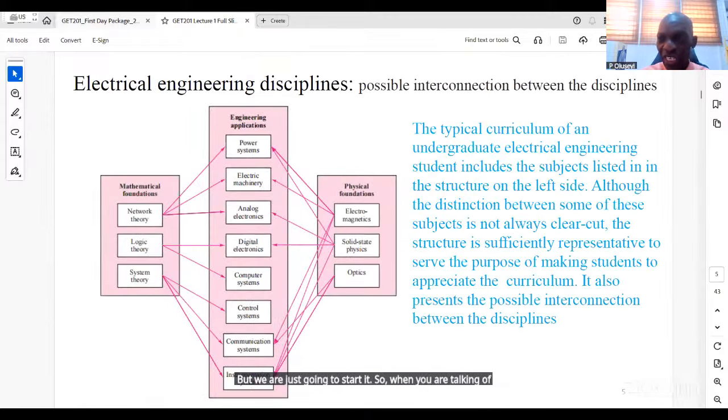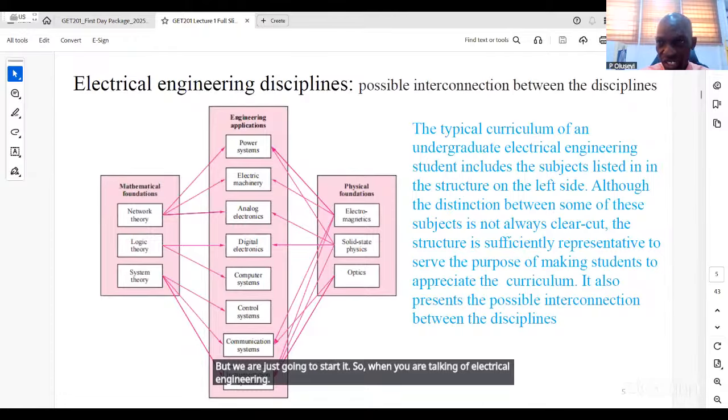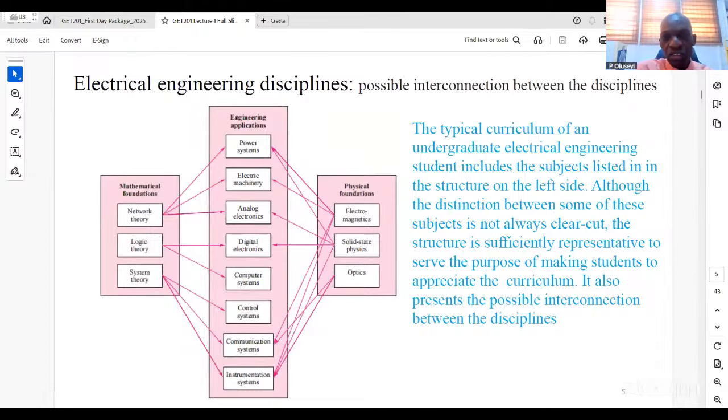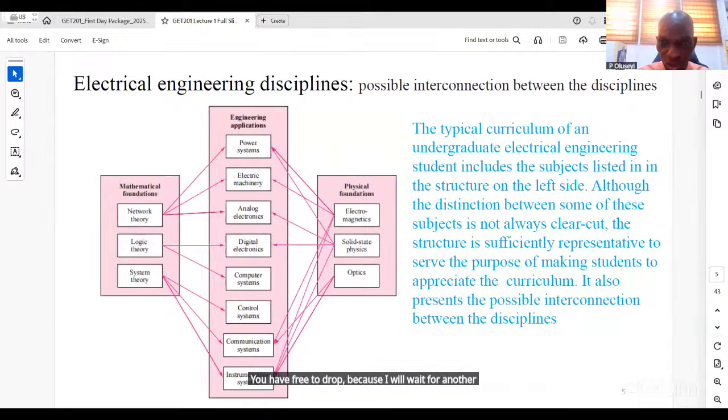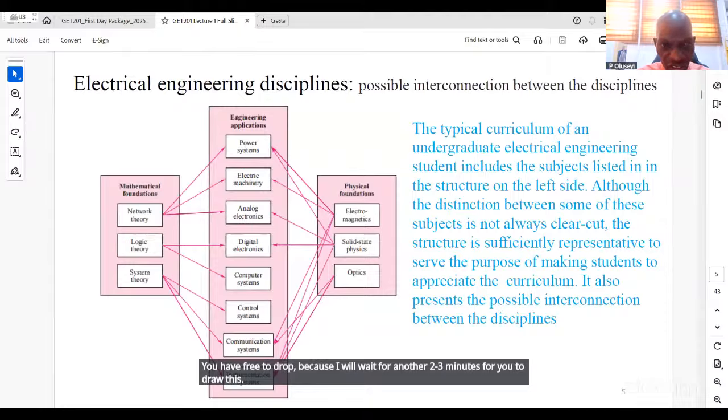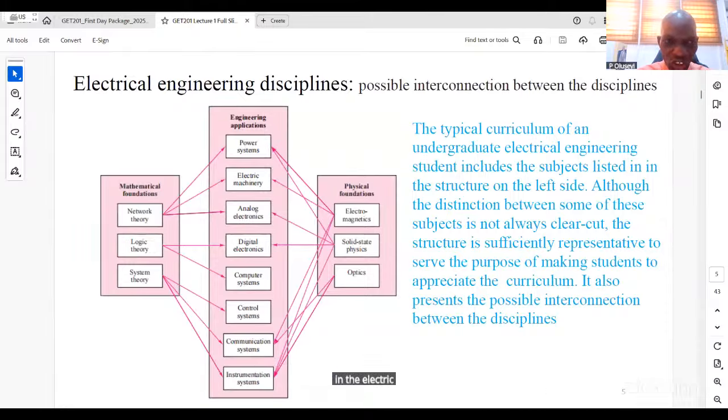So when you are talking of electrical engineering, the discipline of electrical engineering is very wide. As you can see on the slide above, you are free to draw, because I will wait for another 2-3 minutes for you to draw this. In engineering, generally, you have mathematics, you have engineering, and you have physical. So the mathematical foundation is what you have been taught in science to some extent, and some of them we are still going to teach you.